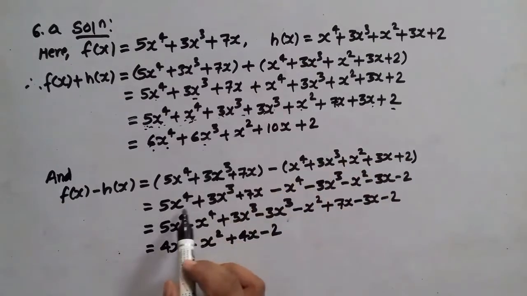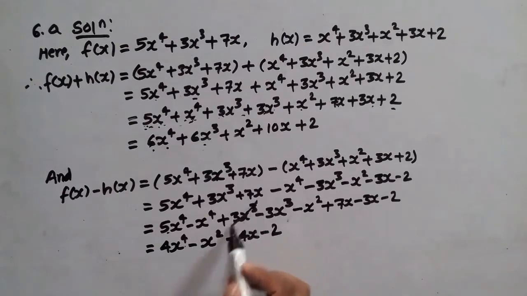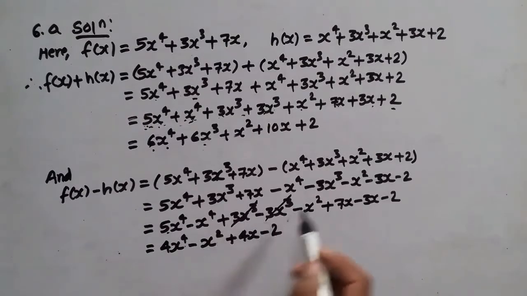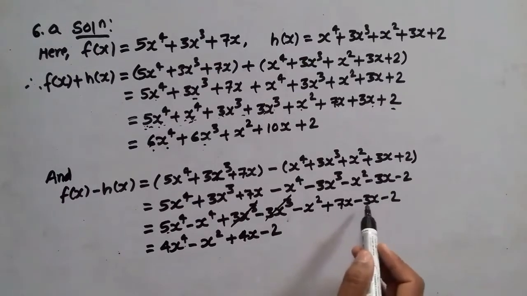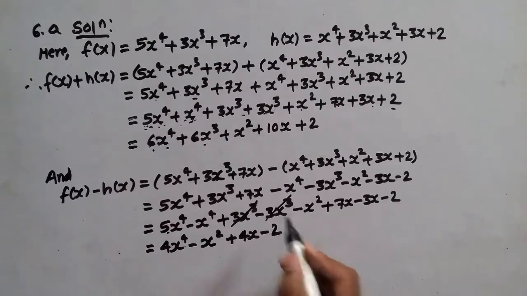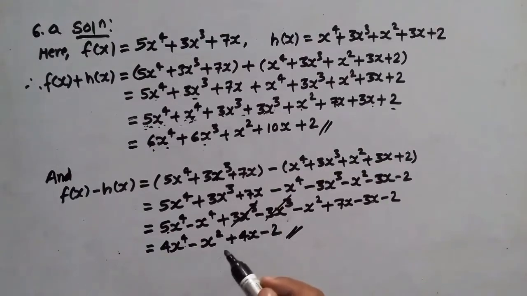Here after arranging like terms, 5 minus 1 is 4 and x^4 is written as it is. Here 3 minus 3 is 0 and this is cancelled, so not written here. Minus x square is written as it is. Then minus 7x minus 3x is minus 10x and here minus 2 written as it is. In this way we have completed this question.